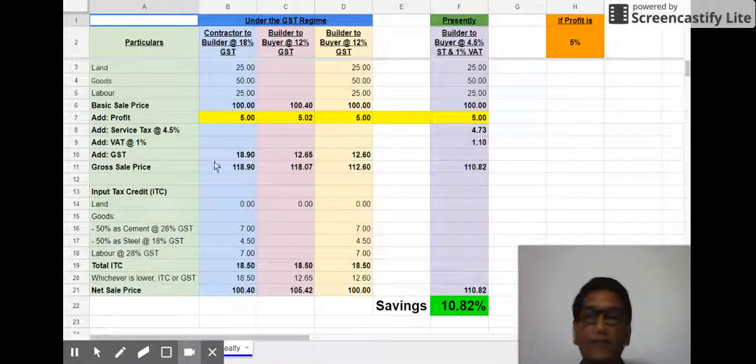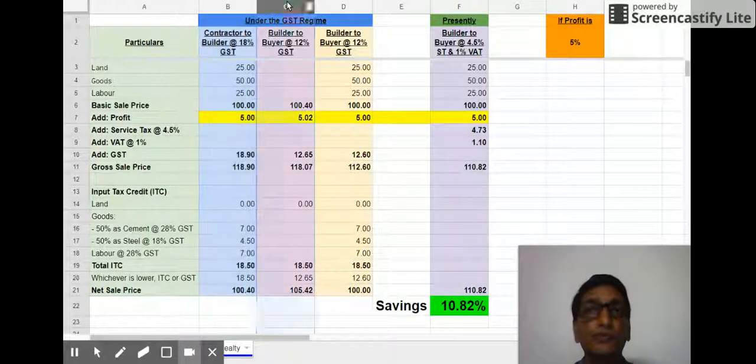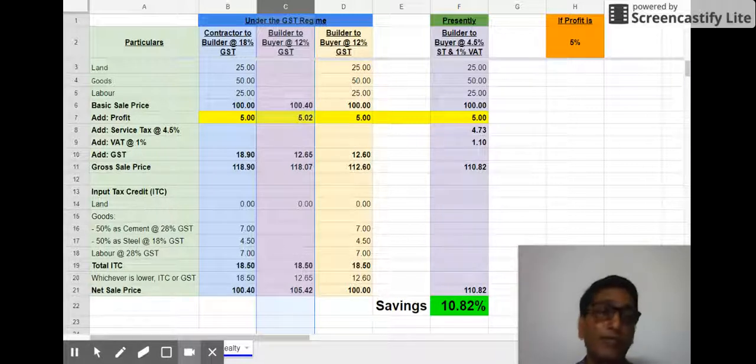Hello friends, this is again a continuation of the same topic, the impact of GST on property prices. In the first video we saw scenario 1, in which the builder gets the construction activity done through a contractor, and there are two stages. In stage 1 the value addition is at the level of the contractor, and in stage 2 the value addition is at the level of the builder. So there are two stages of value addition, and hence the price obviously goes up.